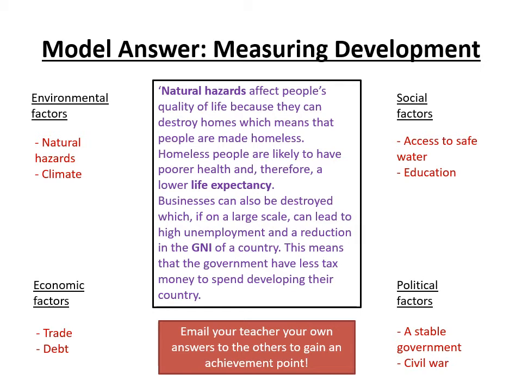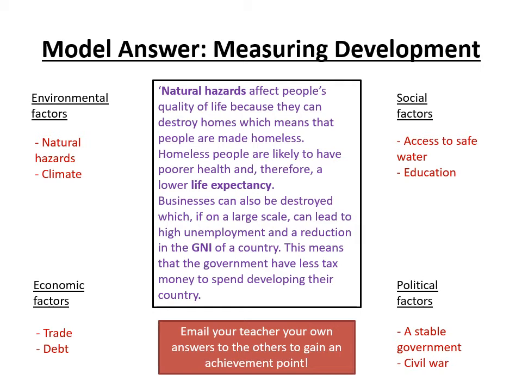That's far too easy. We're going to try and explain it in a little bit more detail. I've then elaborated that and said which means, using that connective which, that people are made homeless. Again, I could have just stopped there, but I haven't. I'm now trying to link this, and I'd like you to do the same, to the measures of development. In bold there, homeless people are likely to have poorer health and therefore a lower life expectancy. I want you to include at least one measure of development in your answer.